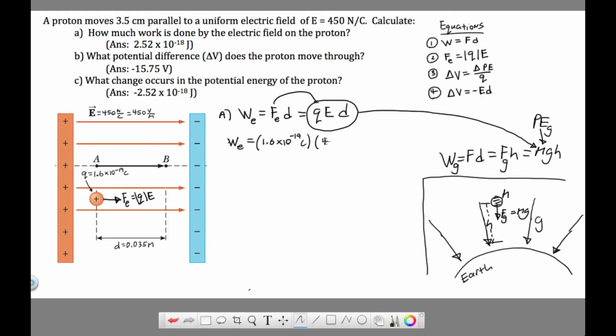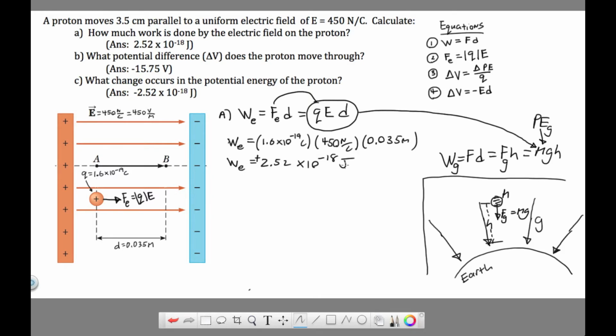The electric field is 450 Newton per coulomb, and the distance moved is 0.035 meters. So this gives us work of the electric field equal to 2.52 times 10 to the negative 18 joules. And that's positive, and the reason it's positive is the work is being done in the direction of motion. That's the definition of positive work.